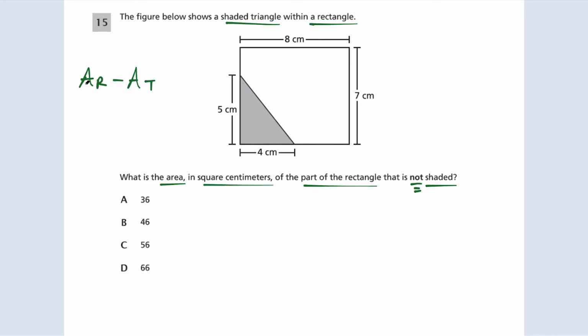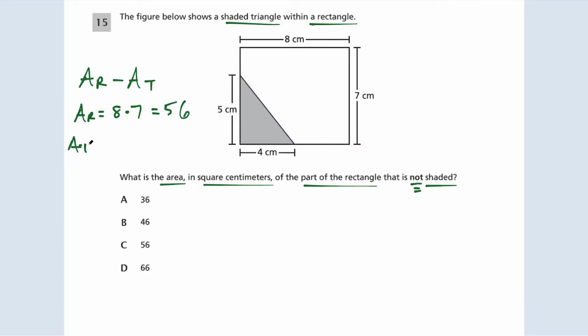So now the formula for the area of a rectangle is length times width. So the area of the rectangle, if we do it piece by piece, is going to be length times width. So we're going to be doing 8 times 7, and we'll leave the units out because the answer choices are just numbers. So 8 times 7 is going to give us 56. That's the area of the entire rectangle.